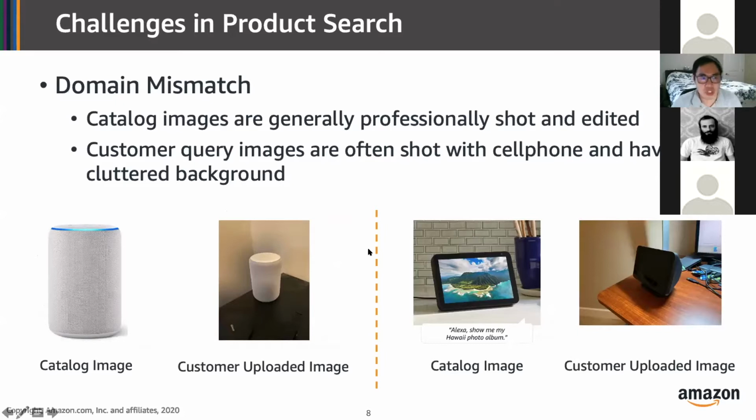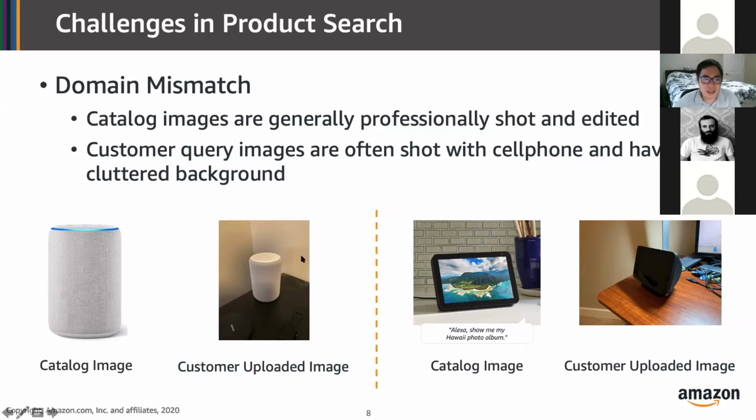There are still some other issues, for example, domain mismatch. We all know the catalog image and customer query image could be very different. Here I show 2 groups. Within each group, the image on the left-hand side is a catalog image and the image on the right-hand side is a customer image. As we can see, all these catalog images are professionally shot and well edited, which means the view angle is always perfect, the background is very clean and the lighting condition is very good.